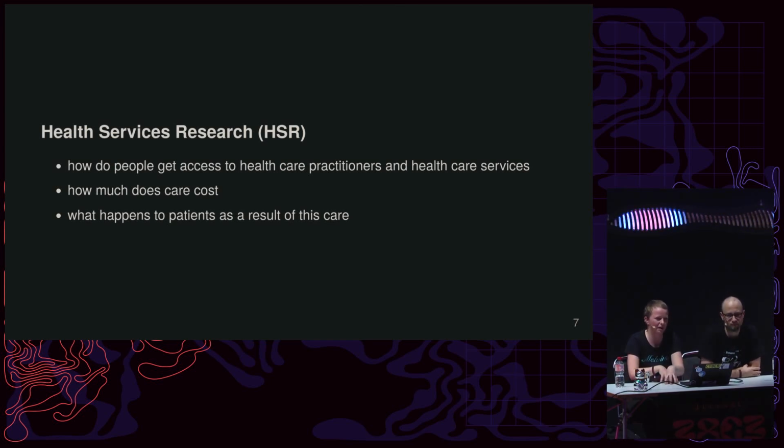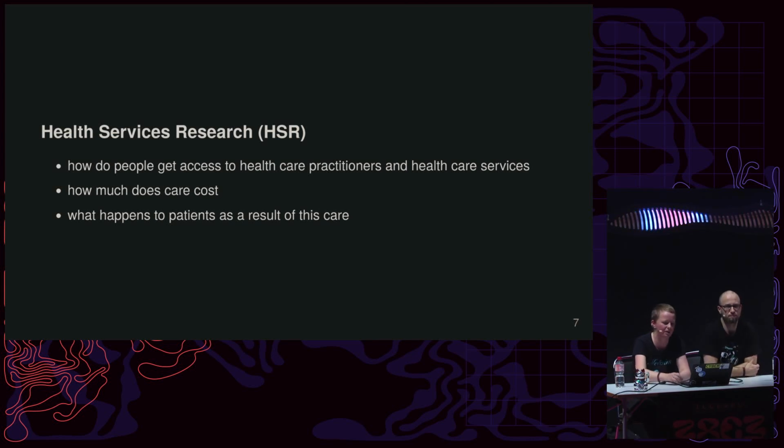And in health services research, we look especially how people get access, for example, to healthcare practitioners or healthcare services, how much care costs, but also what happens to patients as a result of special forms of care. And this you can only have a look at when you have more than the aggregates of the data. So we looked at a specific use case.